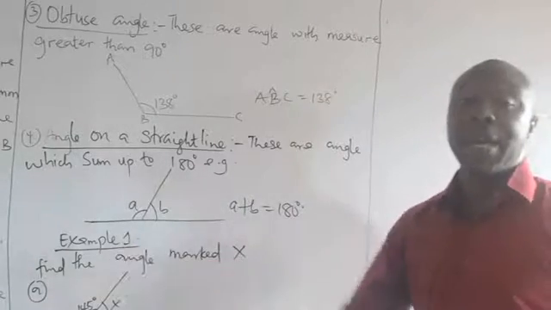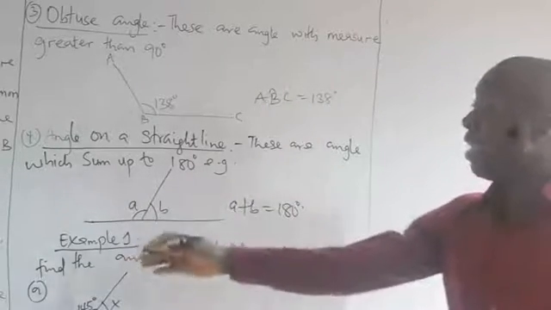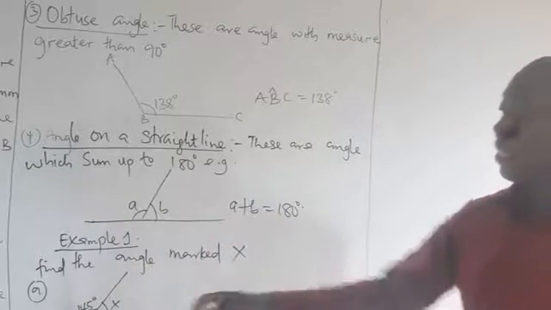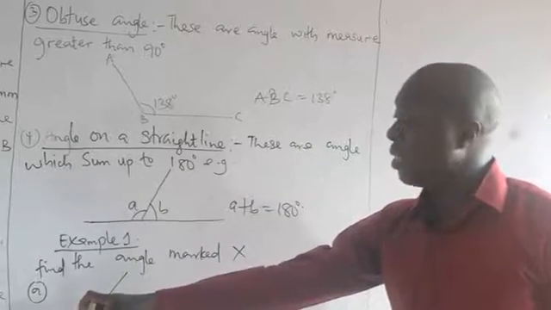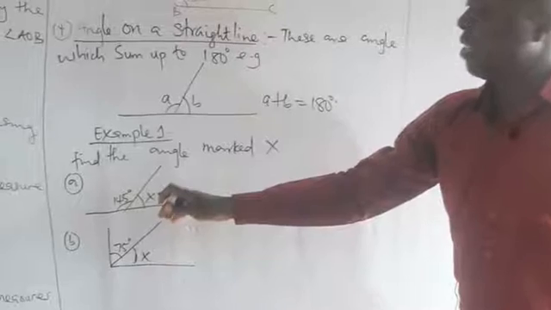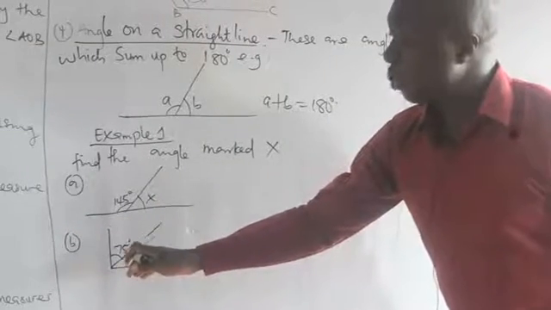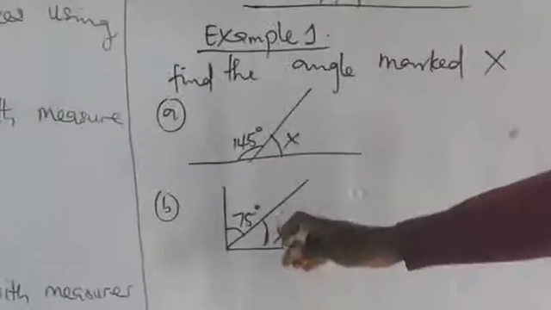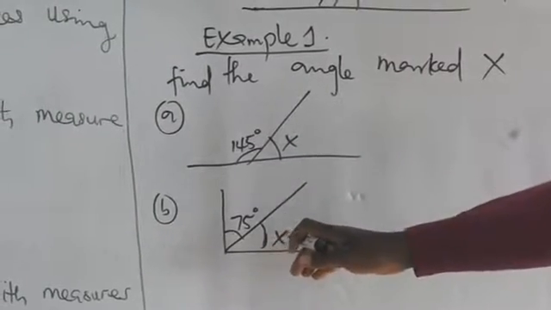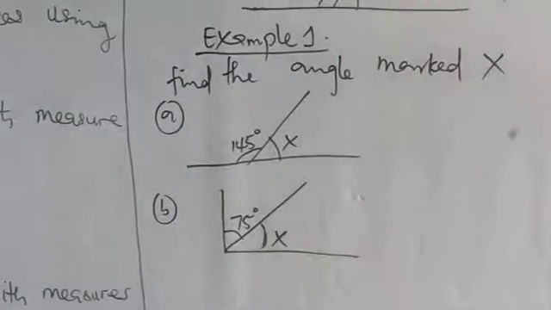So we have some examples on the board. Find the angle marked X. We have 145 degrees, and the other side is labeled X. And we also have a right angle, 75 degrees, with the other side labeled X. So we are asked to find the side labeled X.